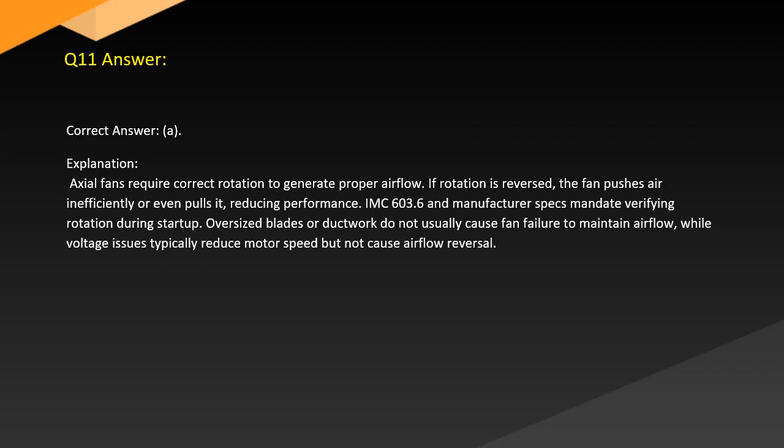Answer. Correct answer: A. Explanation: Axial fans require correct rotation to generate proper airflow. If rotation is reversed, the fan pushes air inefficiently or even pulls it, reducing performance. IMC 603.6 and manufacturer specs mandate verifying rotation during startup. Oversized blades or ductwork do not usually cause fan failure to maintain airflow, while voltage issues typically reduce motor speed but not cause airflow reversal.